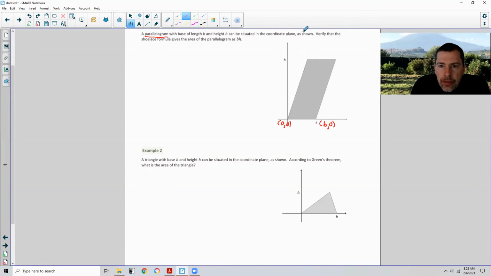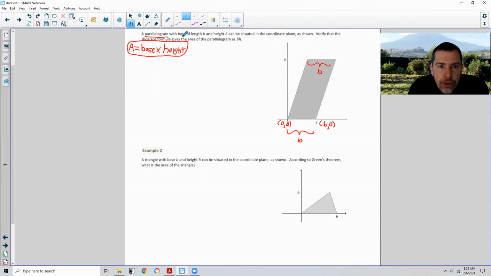So it says a base length B and a height of H can be situated in the coordinate plane as shown. Verify that the shoelace formula gives the area of the parallelogram as BH. So remember, the area of a parallelogram is base times height. Okay, we're going to keep that little tidbit of information right here. Base times height is the area of this. We need to know the base length, which we already do. It's a distance of B. Okay, so this is a length of B. So that means that this is also a length of B.